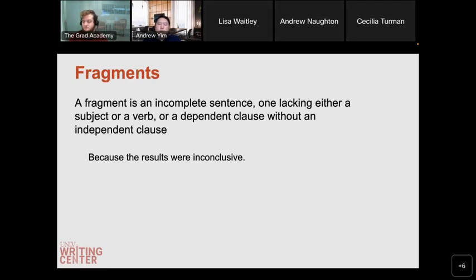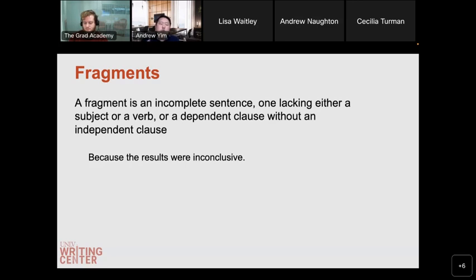So we're going to practice this a little bit down below. As you can see, this is a fragment of a sentence. A fragment is incomplete. There's no subject or verb. And we're going to think about this sentence here, because the results were inconclusive. I'm going to give you guys a minute to think about what you might add here to bolster the sentence?